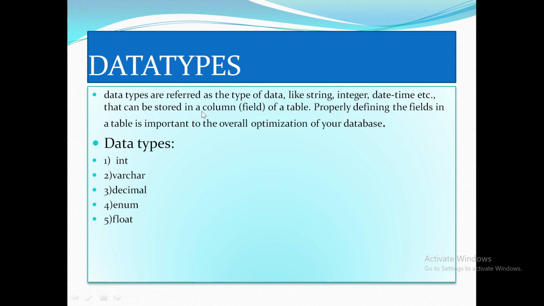In programmatic level, a data type is needed to call a name. That is the need of data types, like floating in a database. So that is the need of data types that can be stored in a column field of tables. Properly defining the fields in a table is important to the overall optimization of your database.